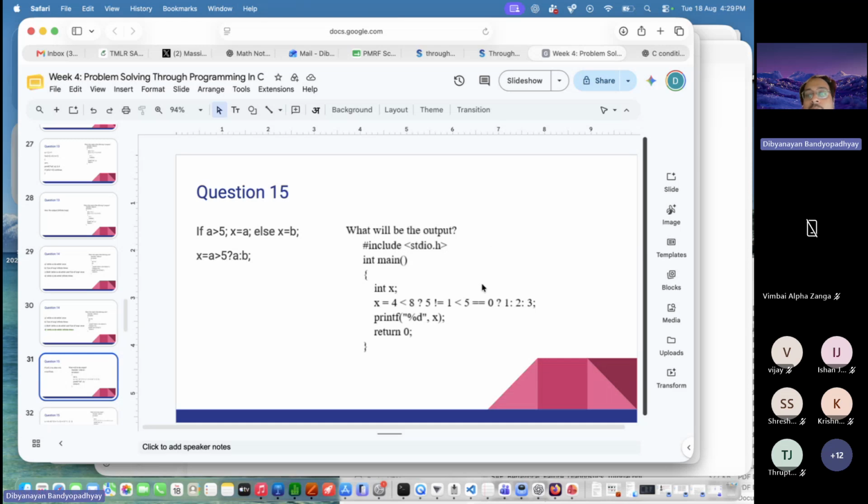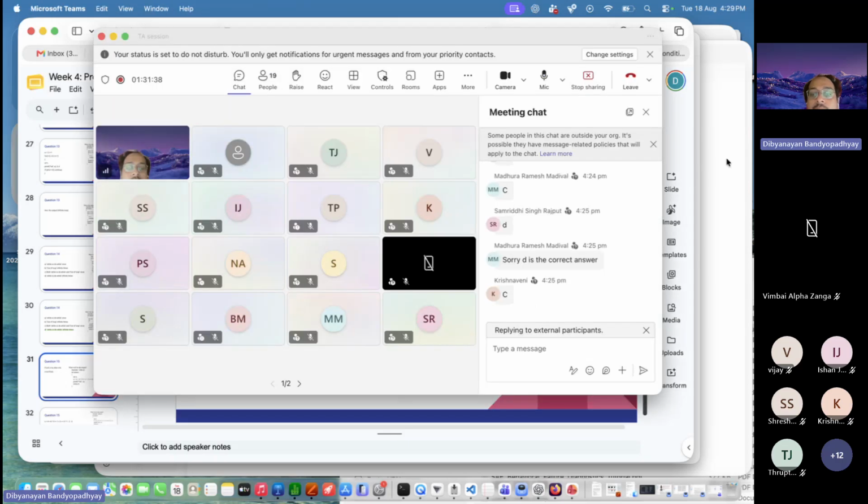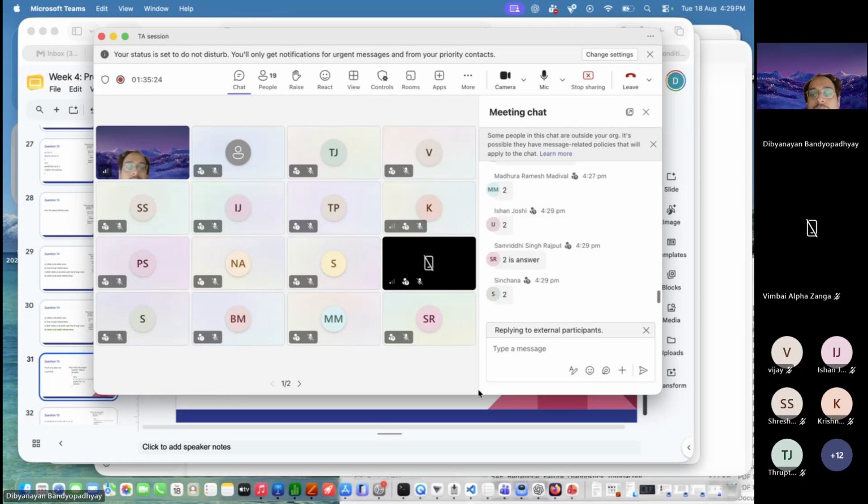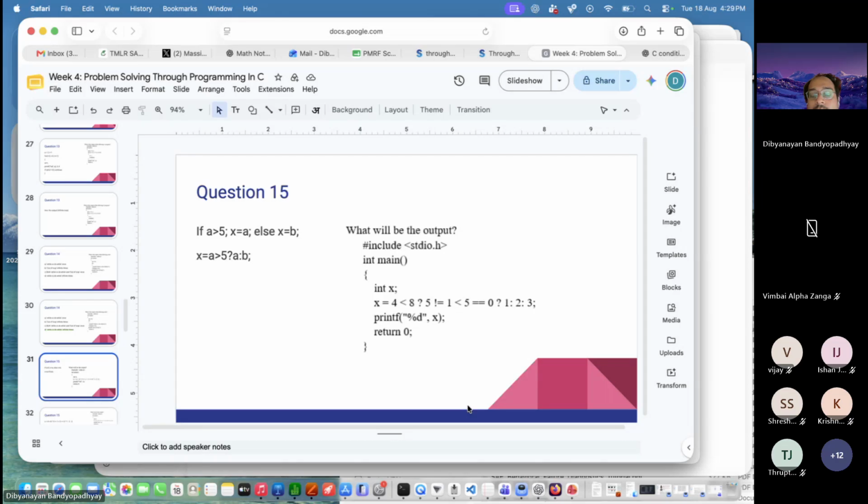Any idea about how to solve this question? Or anybody who has already answered? Okay, so can anybody tell me how to begin? I mean, there are so many ternary operators, so how to isolate them actually? That is my first question.